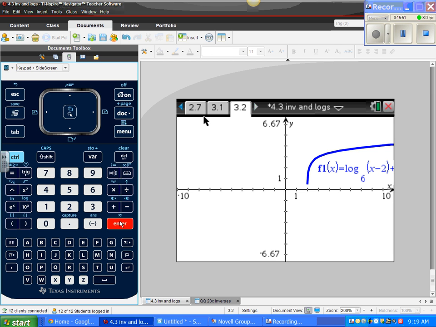How do we know what? No, wait, we're not trying to find the end. Right now we're just looking at the graph of it. Okay?